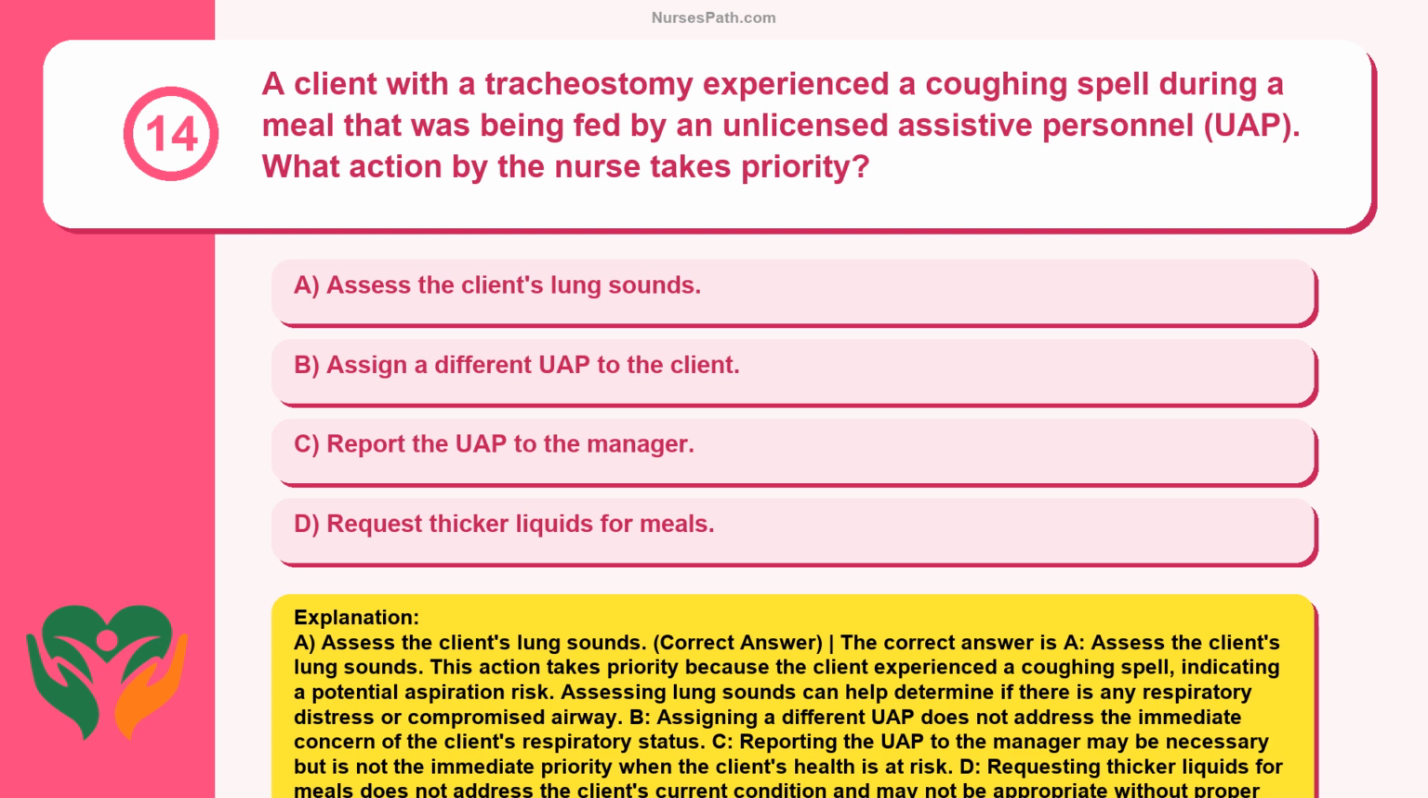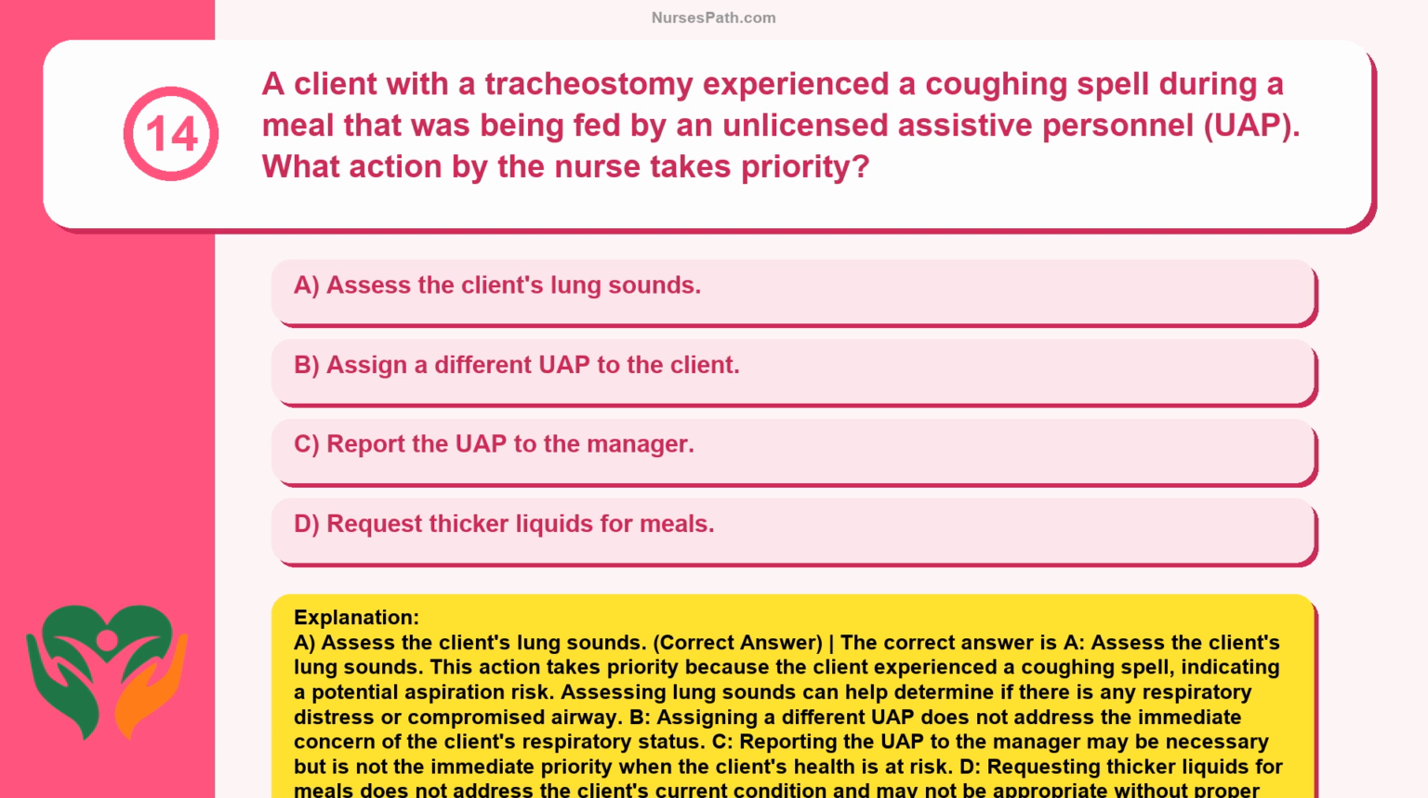A. Assess the client's lung sounds. Correct answer. The correct answer is A. Assess the client's lung sounds. This action takes priority because the client experienced a coughing spell, indicating a potential aspiration risk. Assessing lung sounds can help determine if there is any respiratory distress or compromised airway.